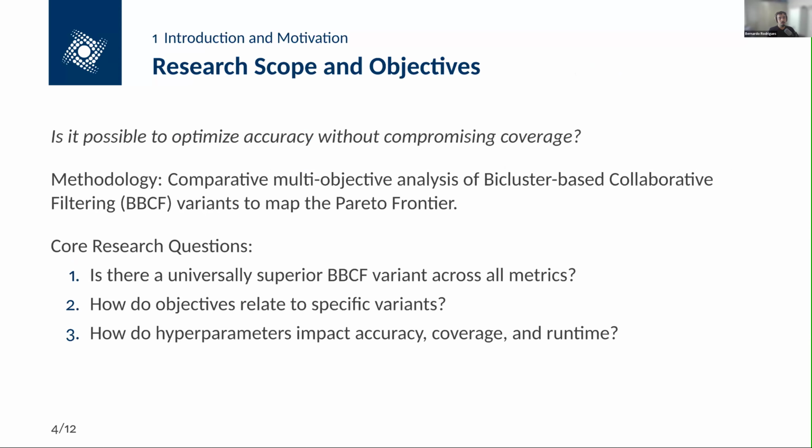So our goal was to see if we could optimize accuracy or any other performance metric without compromising coverage. We use the BBCF framework, which is a specific state-of-the-art LNBCF implementation, and tweak its internal steps in order to answer the following 3 questions. First, is there a single variant of this algorithm that is better across all metrics? Second, how do objectives, that is our optimization metrics, relate to the specific variant? And finally, how sensitive are these variants to fine-tuning? So with the Pareto frontier, we aimed at finding a systematic way to choose the right model for the right job.